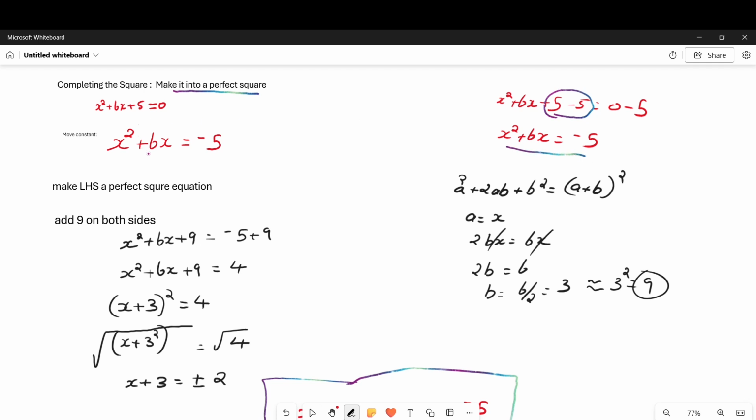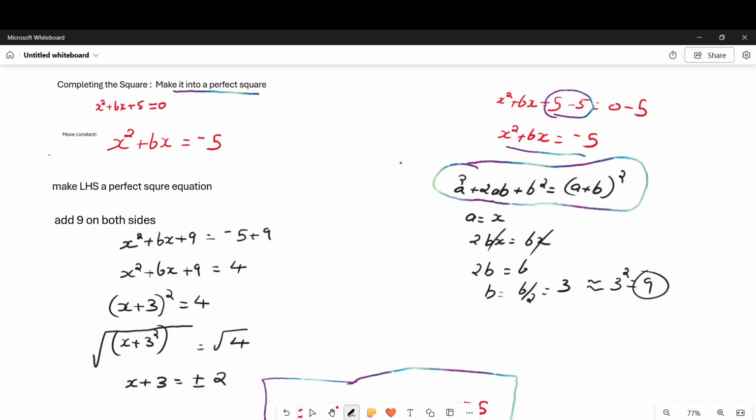Okay, moving back to our problem, x square plus 6x is equal to minus 5. Keep it like that. What we need to do is make the left hand side a perfect square. How do we make the left hand side a perfect square? A perfect square looks like this: a square plus 2ab plus b square is equal to a plus b the whole square. Here the a square term is x square, the 2ab term is 6x, but the b square term is not here. So we need to find it out.